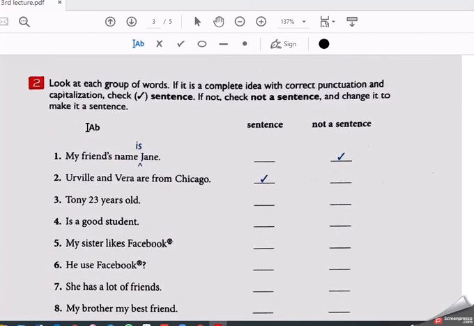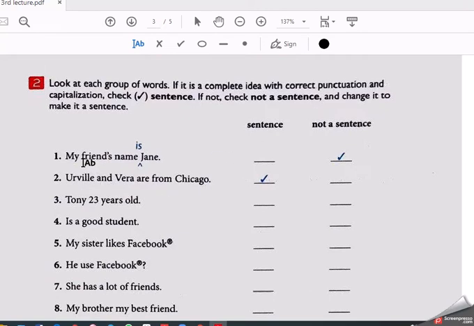On this page we have a very simple exercise, and you have to go back to the previous lectures to see which sentence is correct. How do you know that this sentence is correct and this sentence is not? Look at each group of words. If it is a complete idea with correct punctuation and capitalization, don't forget punctuation and capitalization, الأحرف الكبيرة والتنقيط, then check "correct sentence." If not, check "not a sentence" and change it to make it a new, good sentence.